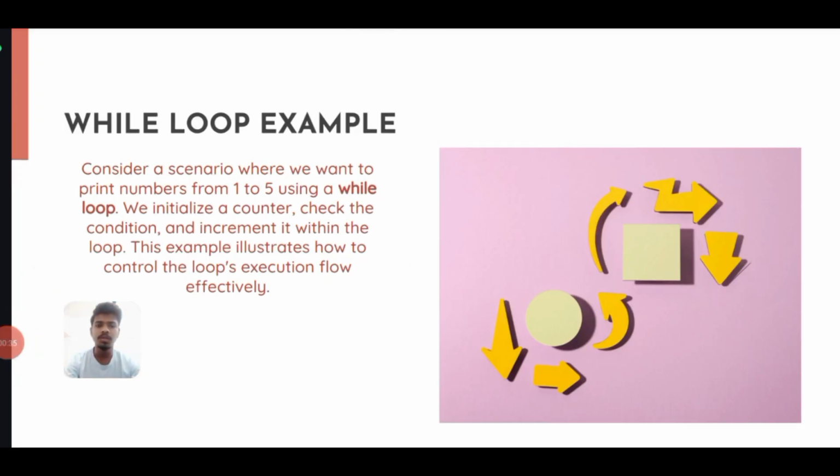The next point is an example for while loops. Consider a scenario where we want to print numbers from 1 to 5 using a while loop. We initialize a counter, check the condition, and increment within the loop. This example illustrates how to control the loop's execution flow effectively.